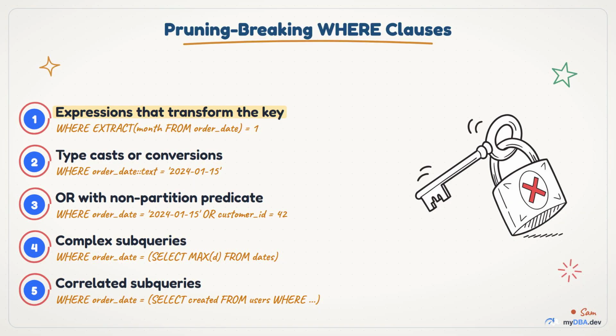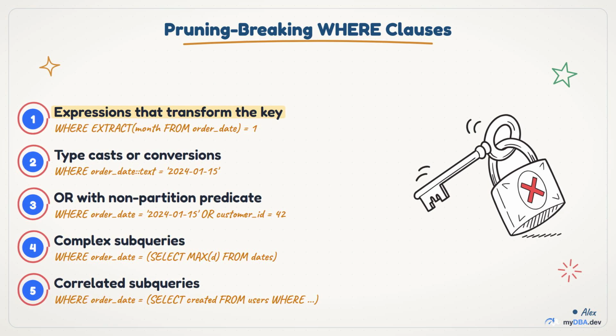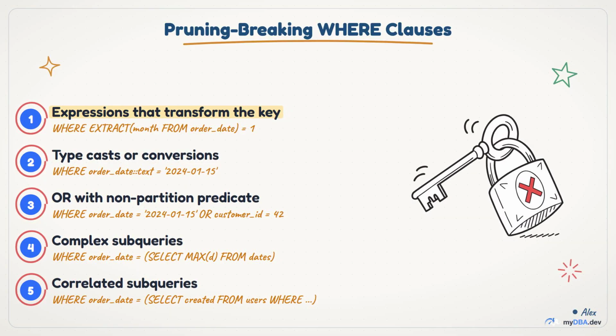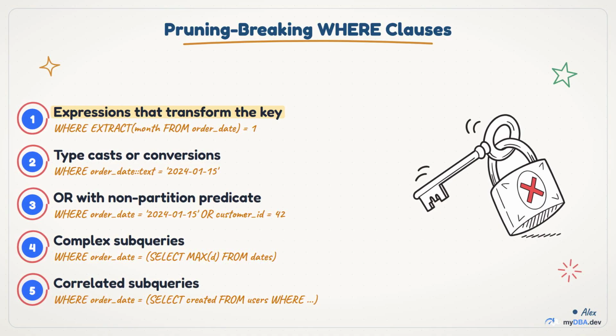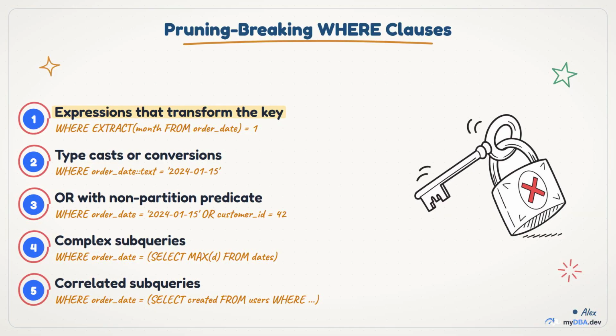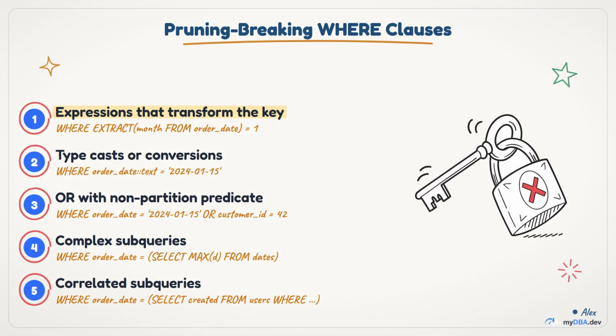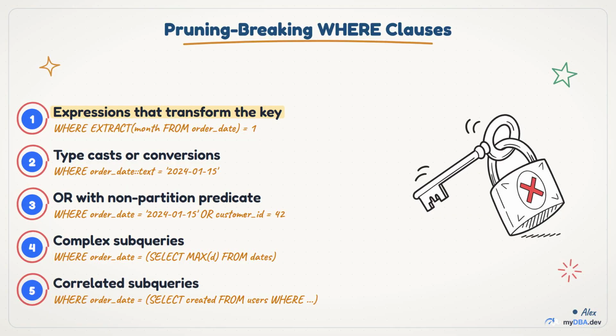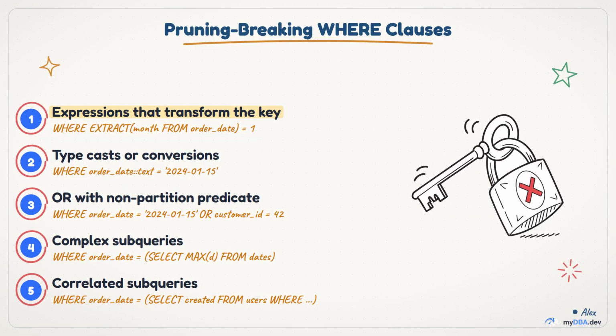So even something as simple as a cast can kill it? Yes. If your partition key is a date and you cast it to text, the planner sees an expression, not a column reference, and gives up. The fix is to rewrite the predicate so the partition key stands alone, cast the constant instead of the column. Where order_date equals '2024-01-15'::date works fine because the key itself is bare.